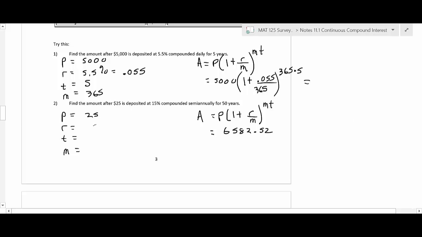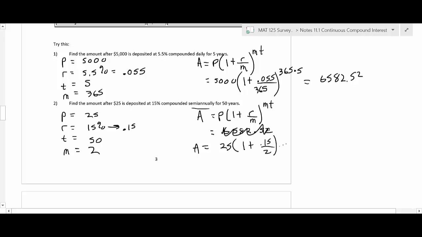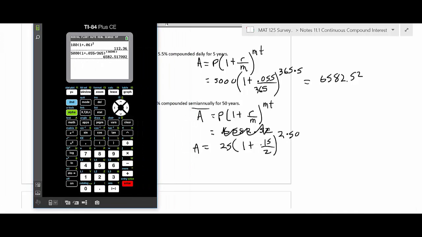The principal's 25, the rate's 15%. So you're going to use 0.15 times 50 years. And semi-annually, what's n? 2. Good. So the next problem, you're going to have $25, 1 plus 0.15 over 2, and then 2 times 50 like that. Okay, so you should have got something bigger than $25. What did you get?